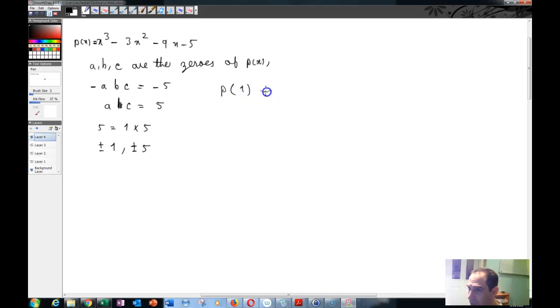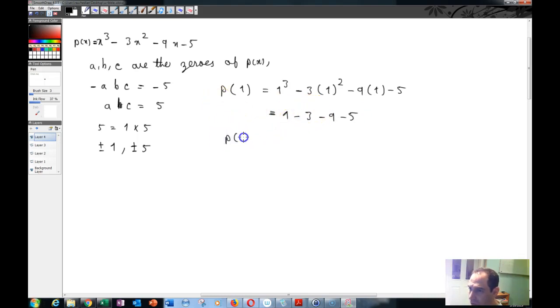So for example, if I go for p of positive 1, that's equal to 1 cubed minus 3 times 1 squared minus 9 times 1 minus 5, which is 1 minus 3 minus 9 minus 5, and that's not going to be equal to 0. So this is negative 16.